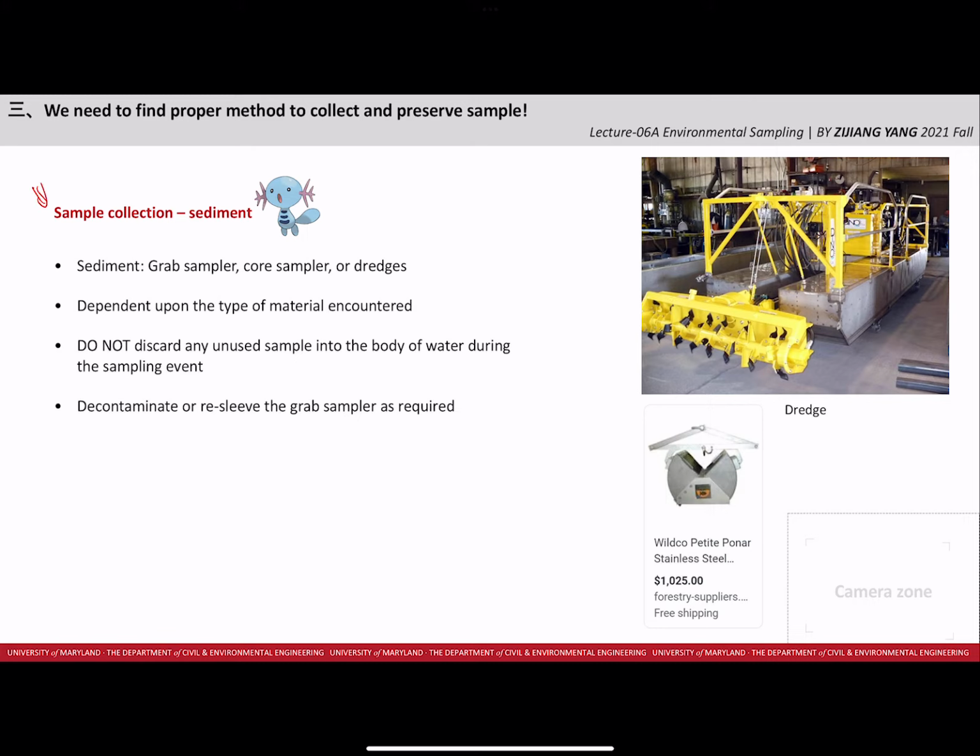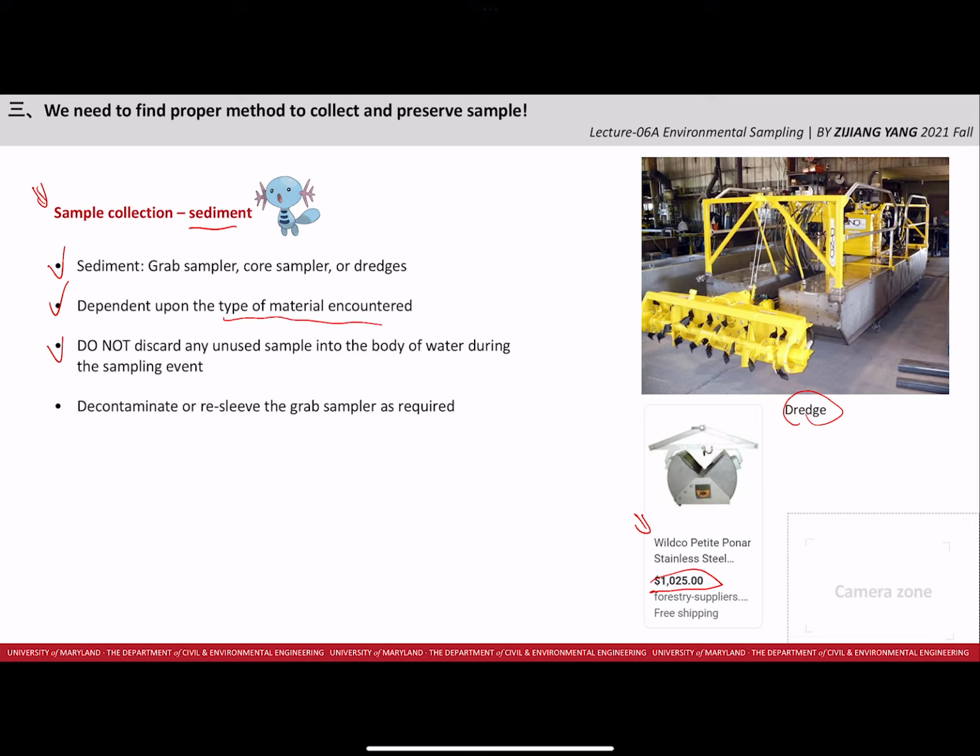Another part of the environment is sediment. For sediments, we have different samplers. This is a trench sampler, and this is a grab sampler. Again, this is very expensive. We can select the sampler depending on the type of material.